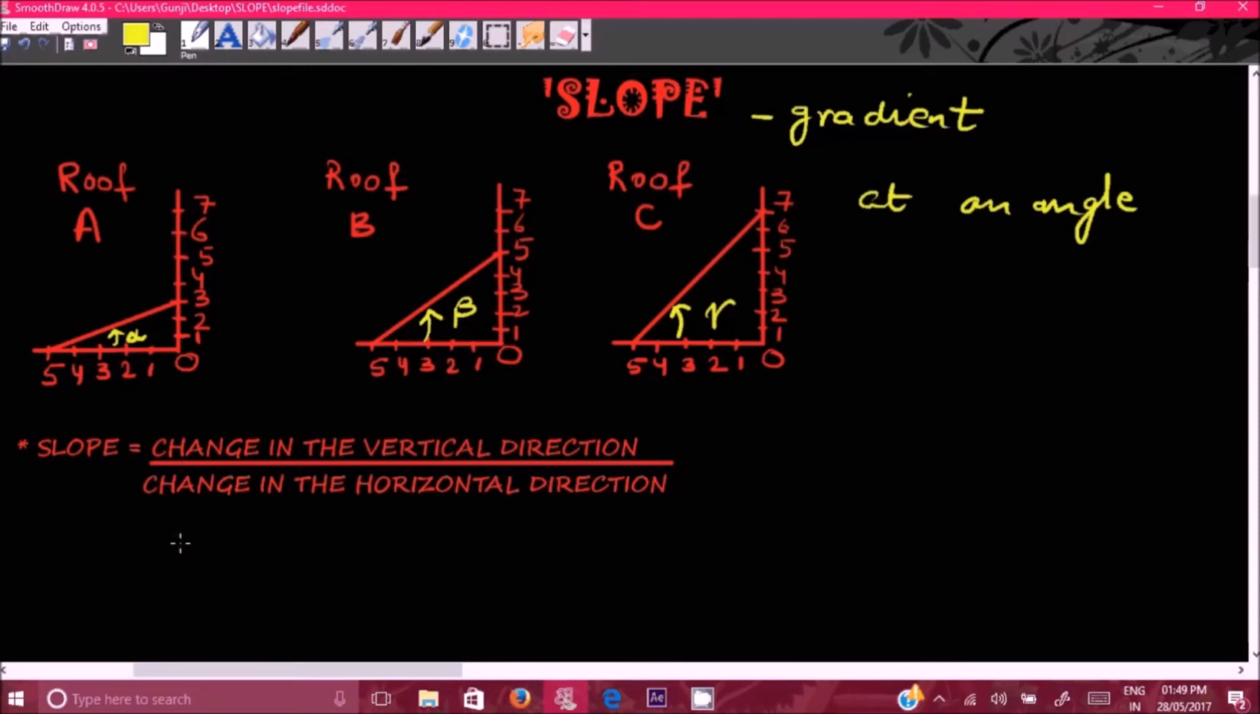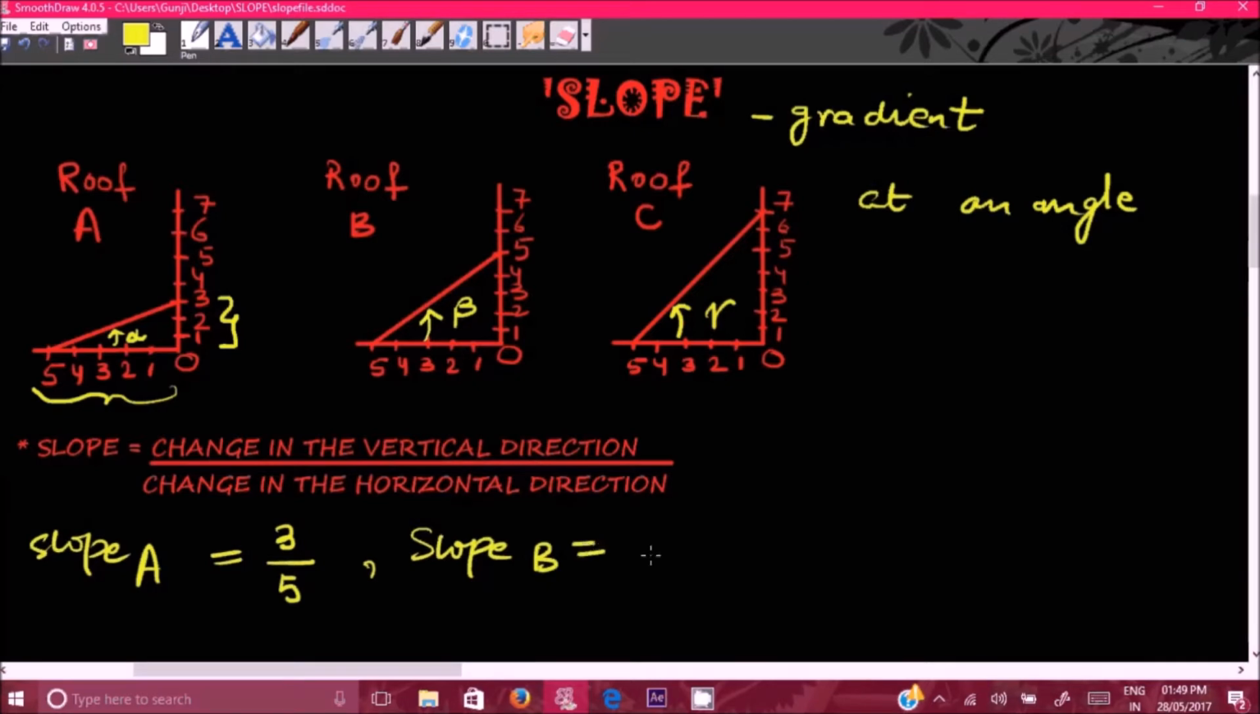Suppose we have to find the slopes of the three roofs. The slope of A roof will be the change in vertical direction, which is 3 minus 0, which is 3, by the change in horizontal direction, which is 5 minus 0, which is 5. So this is the slope of A roof. Slope of B roof, 5 by 5, and the slope of C roof will be 7 by 5. C is steeper than B. B is steeper than A.